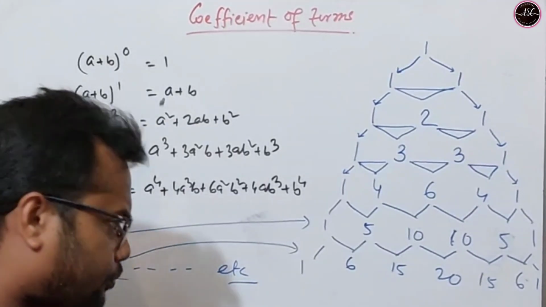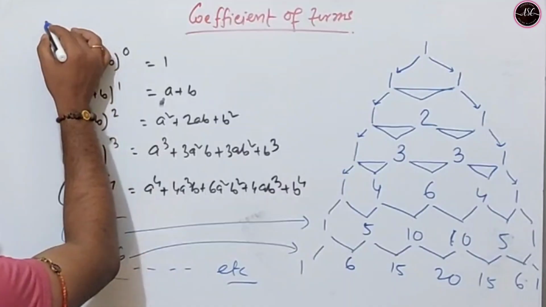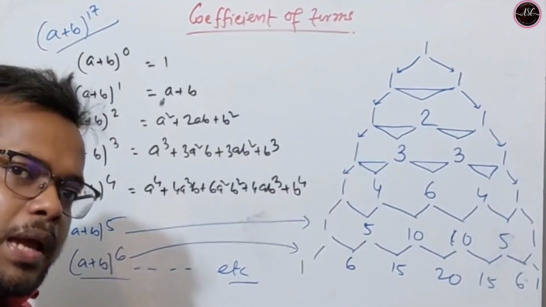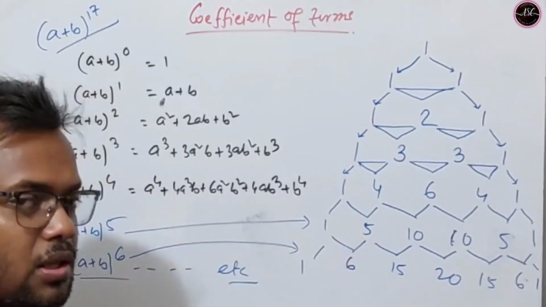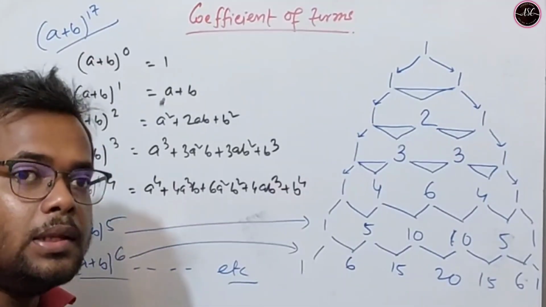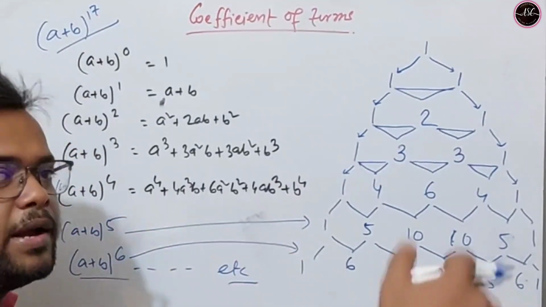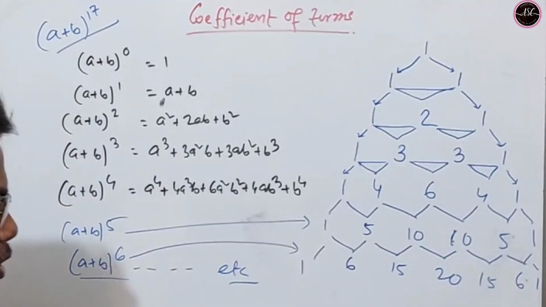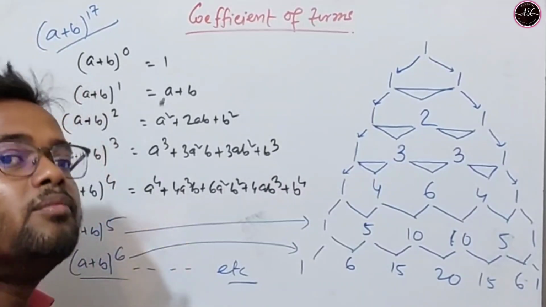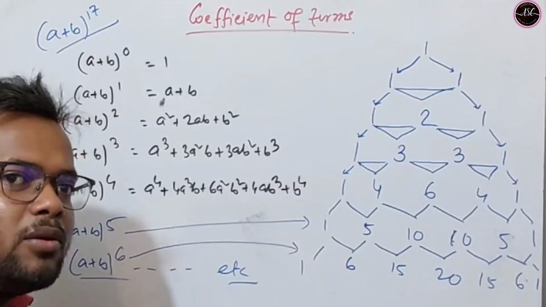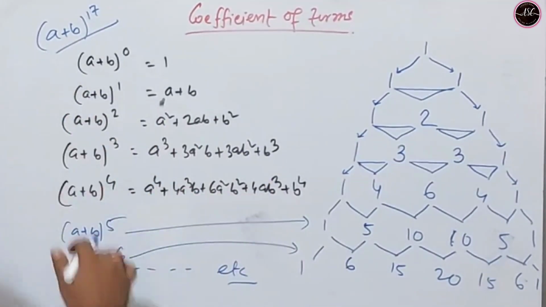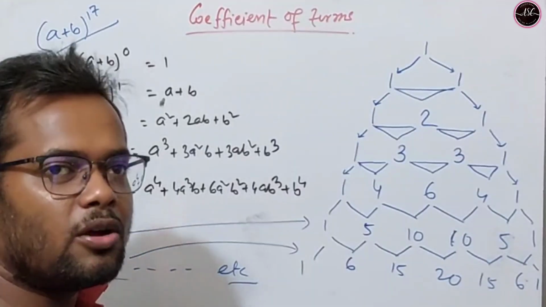Okay, but if there is a question, find the coefficients of the terms of a plus b to the power 17. Can we find it by this Pascal's triangle? Yes, obviously we can, but this is laborious. This expression will be very big. So to reduce this labor, there is another theorem, another formula. In the previous chapter we learned about combination. Here we will apply the combination formula to find the expansion and the coefficients of the expression.